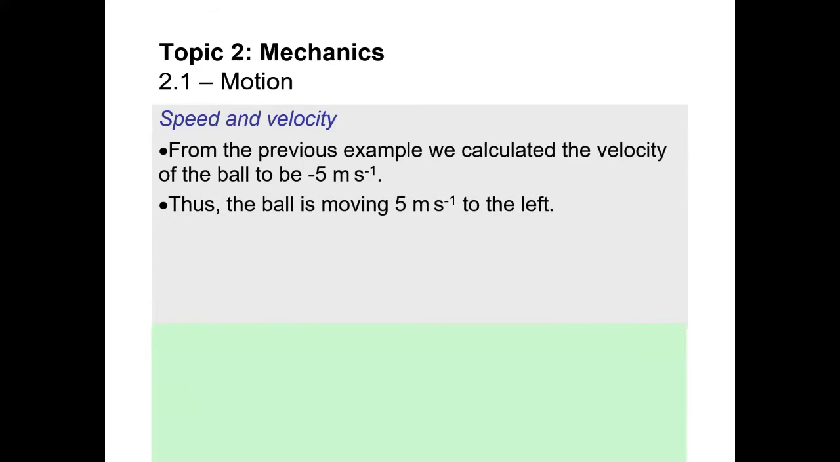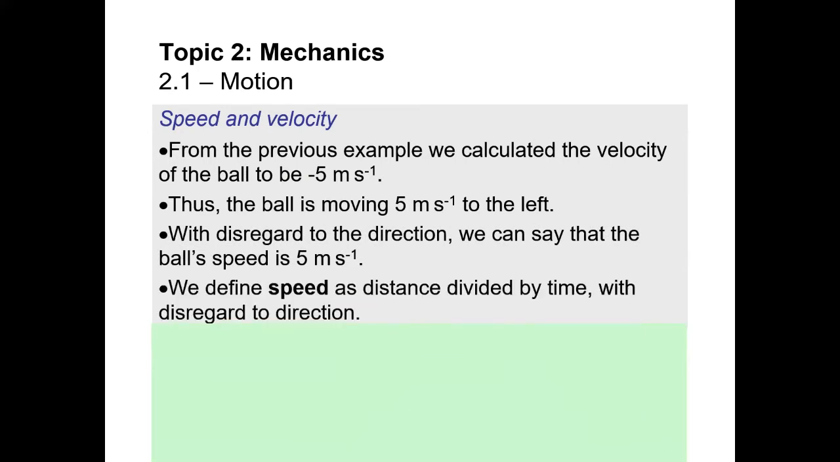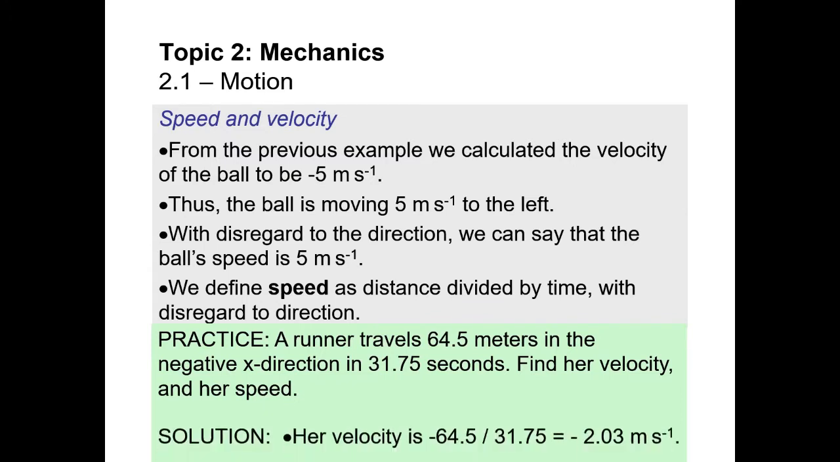From the previous example, we calculated the velocity of the ball to be minus 5 meters per second. Therefore, the ball is moving 5 meters per second to the left. With disregard to direction, we can see that the ball's speed is 5 meters per second. We define speed as distance divided by time with disregard to direction. A runner travels 64.5 meters in the negative x direction in 31.75 seconds. Find her velocity and her speed.